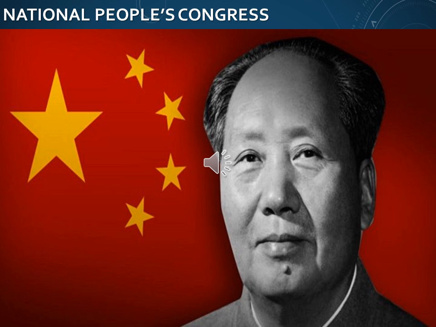Because now there are two mighty communist powers in the world. One is the Soviet Union and another one is the People's Republic of China. In September 1949, before the war came to an end in the south of China.